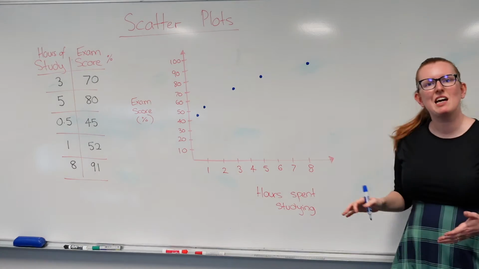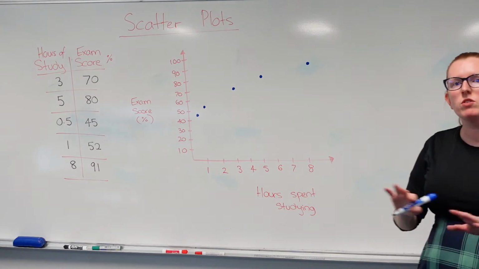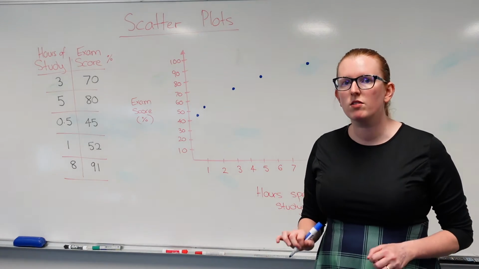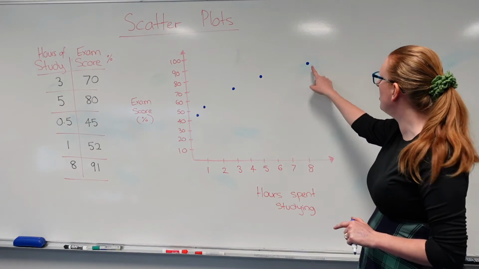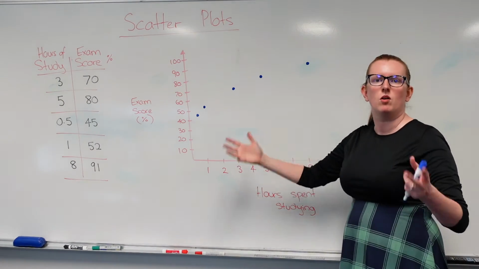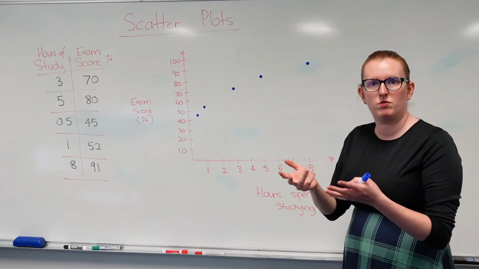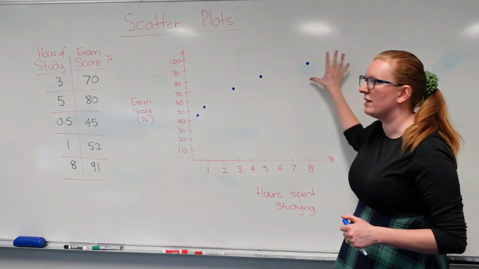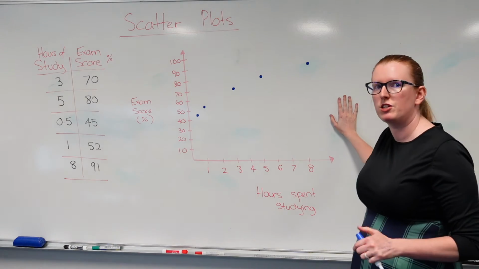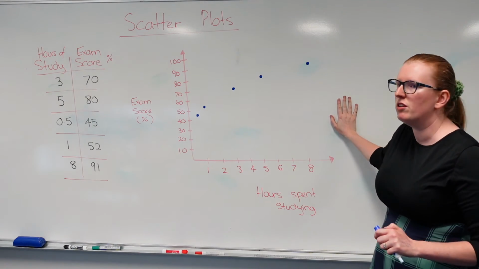Okay, now when it comes to scatter plots, when we're graphing them, we don't connect our dots. We don't turn it into a line graph or anything like that. We just leave them as dots. Okay, so each dot represents one person or one pair of results, data, and then we can look and see if there's a correlation.